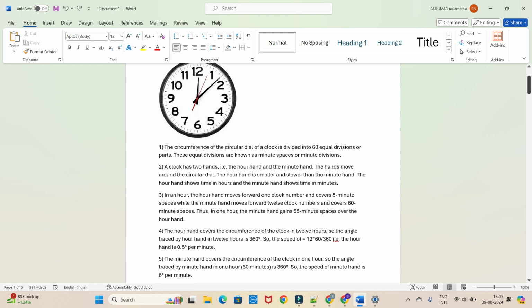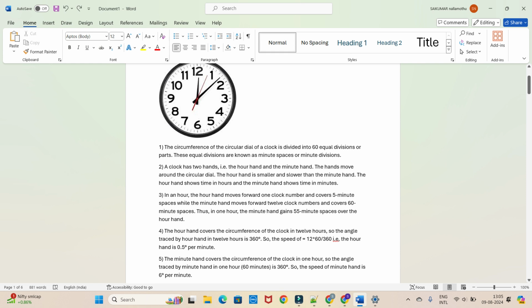A clock has two hands: one is the hour hand, another is the minute hand. This small one is known as the hour hand, and this bigger one is known as the minute hand. And this is the seconds hand, which is used for knowing the seconds. But generally, we are not going to discuss seconds in this topic.